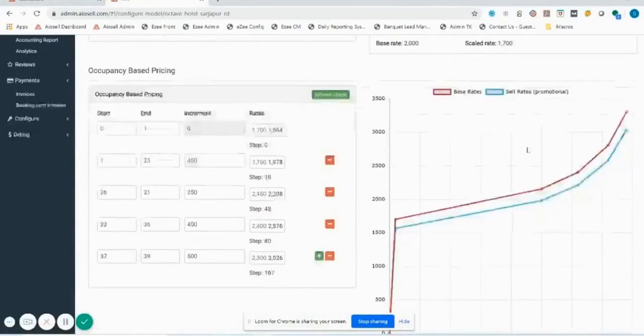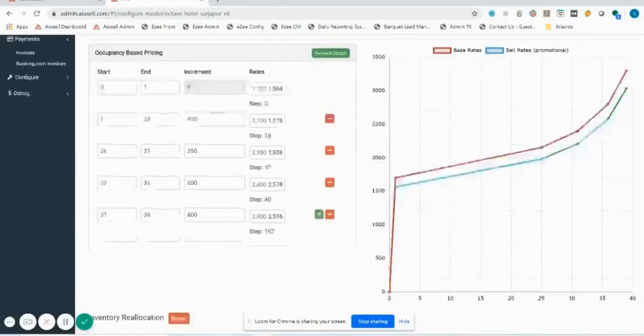So there are many technical parameters here that I will cover. The first of these parameters is occupancy-based pricing. So here on the x-axis, we have the total number of rooms. For this particular hotel, we have 40 rooms. On the y-axis, we have the total prices. So the key idea being that every room should be sold at a different price. As the number of rooms sold increases, the price keeps on increasing.